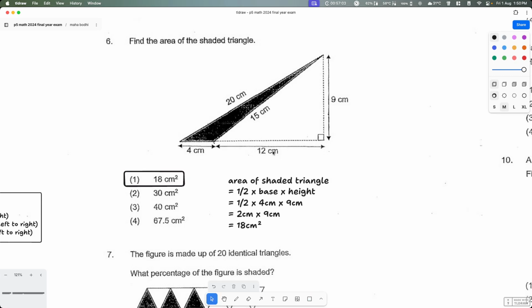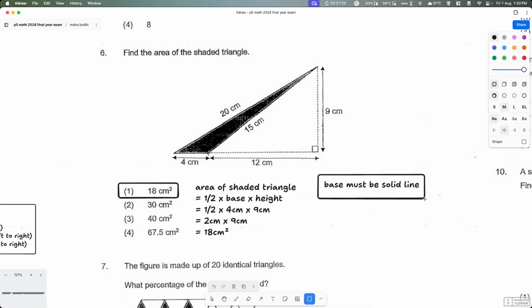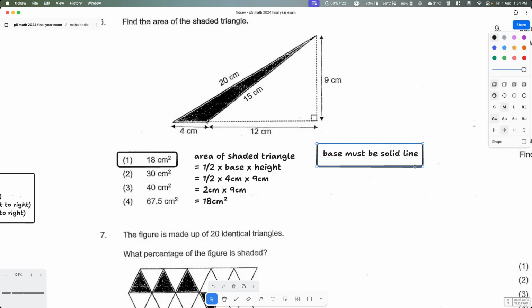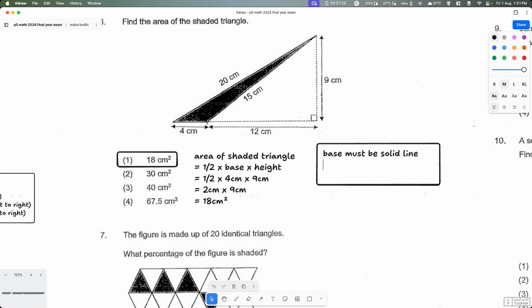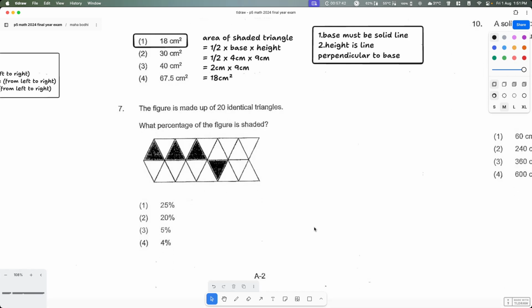Some people might be confused. They use 12 or even combine 4 and 12. So another note I would say is the base must be a solid line. Then the next part is the height is a line perpendicular to the base. I'm going to put this on the next line, like this. So one dot and then two dots. Base must be a solid line. Very good. Let's move on to the next question.